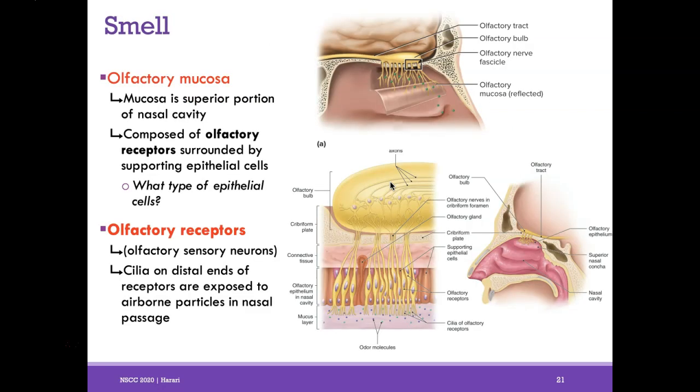Another thing to think about is what kinds of cells are these neurons? Are these unipolar, bipolar, or multipolar? So that's going to come up in a bit, so you should think about that. This is an interesting type of cell over here. So this is the mucosa. The mucosa, we said, has pseudostratified columnar epithelium that makes mucus. The mucus can trap any pathogens. And we have these cilia on the olfactory receptors that can be exposed to any odorants, any smell molecules in the nasal passage.